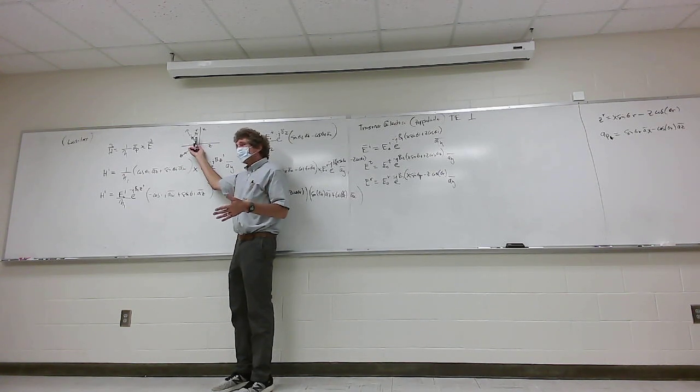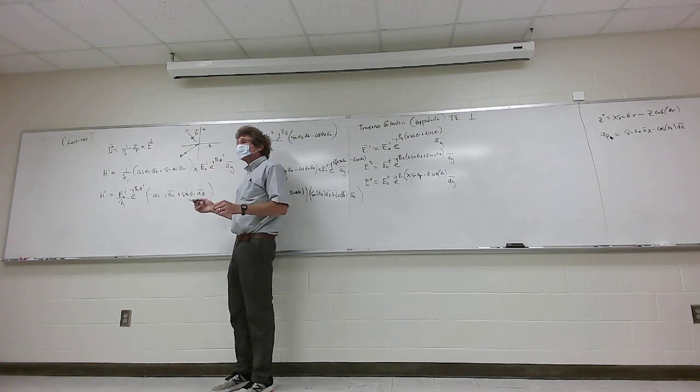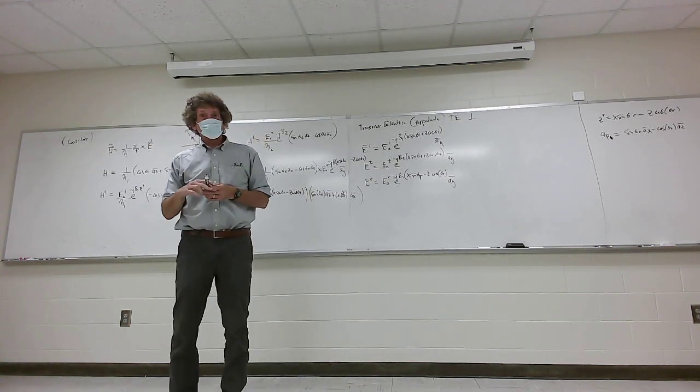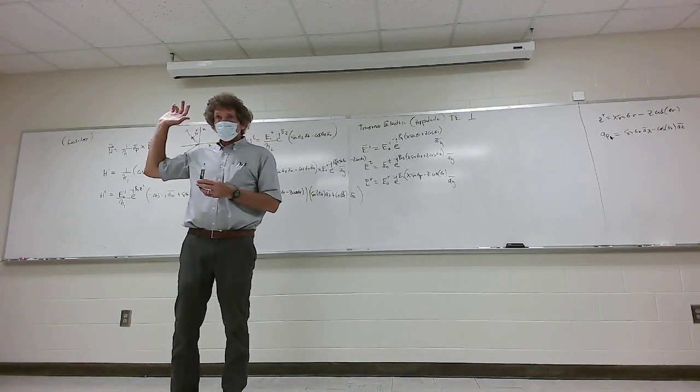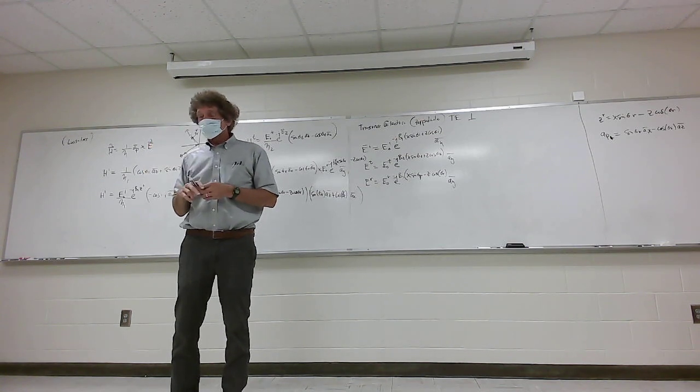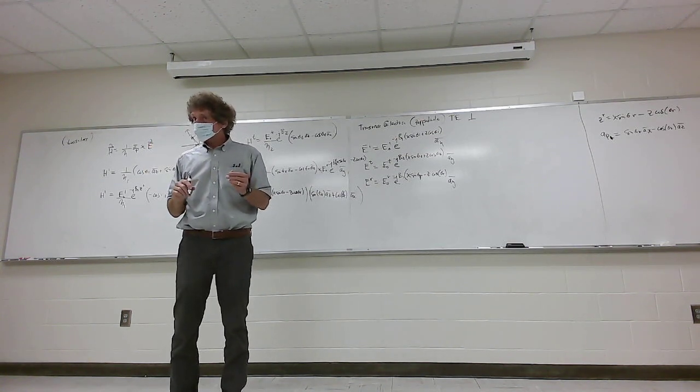Remember the tangent E field on one side was the tangent E field on the other? And the tangent H field on one side was the tangent H field on the other. You remember that? E tan 1 is E tan 2. H tan 1 is H tan 2. How many remember that? That was the key that allowed us to get the reflection and transmission coefficients, right?